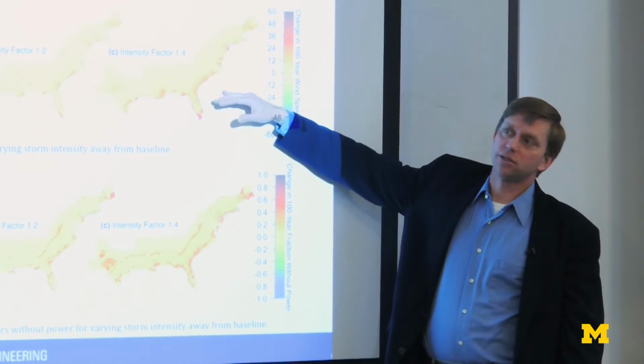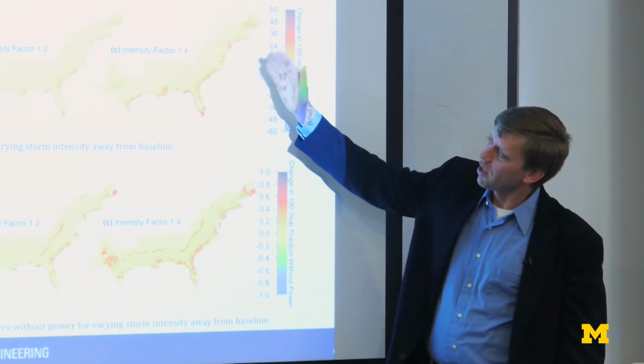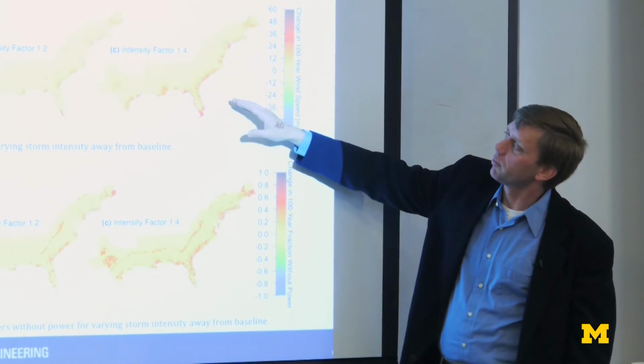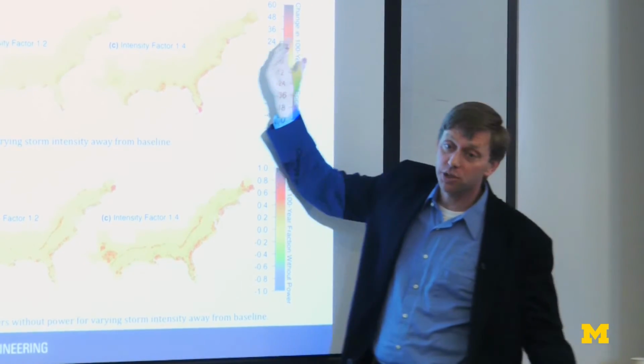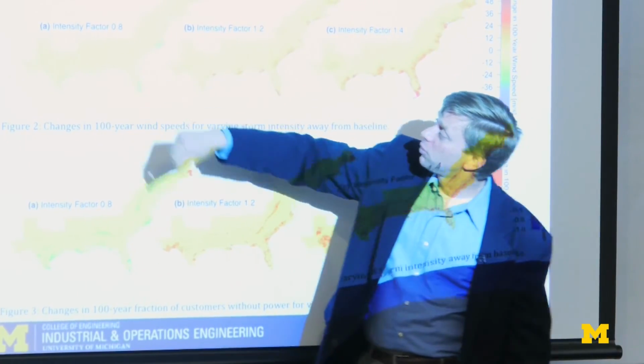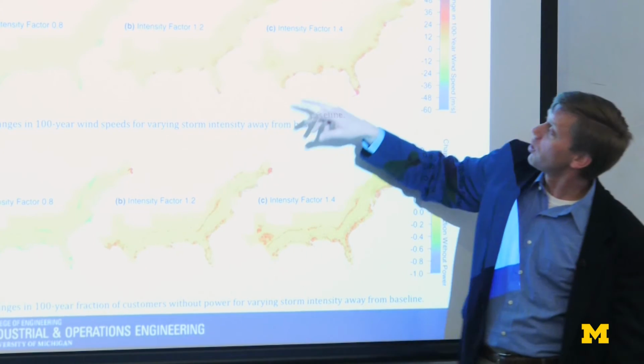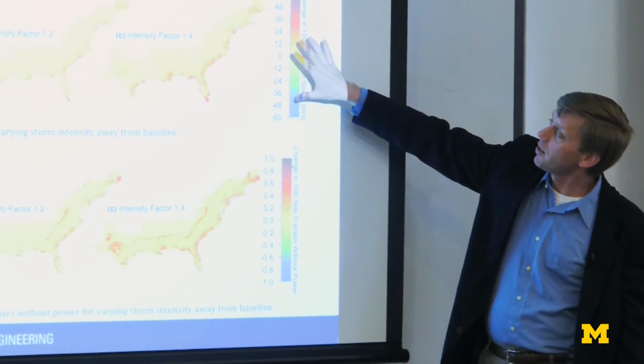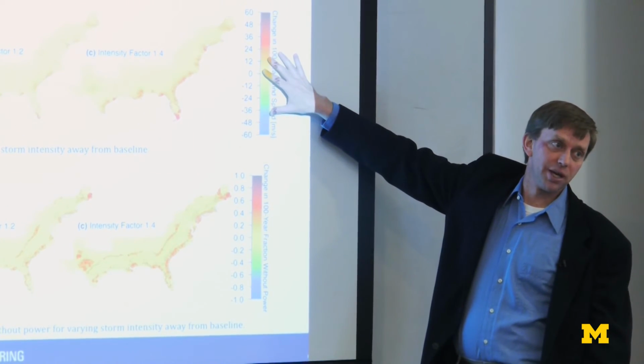At the point we looked at this a couple years ago, the upper bound on average increase in the storm intensity was about 40%. So we said, okay, we'll run some scenarios. We got our baseline. One scenario is about 20% less intense, 20% more intense, and 40% more intense. And then these graphs are changes relative to the baseline.